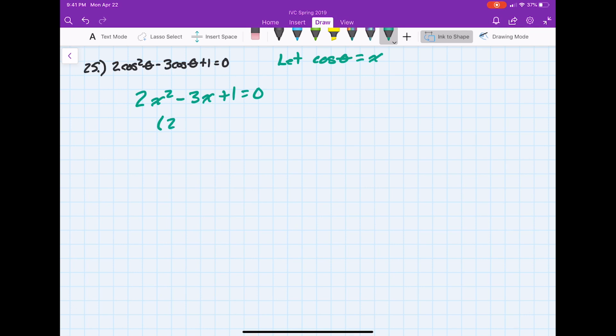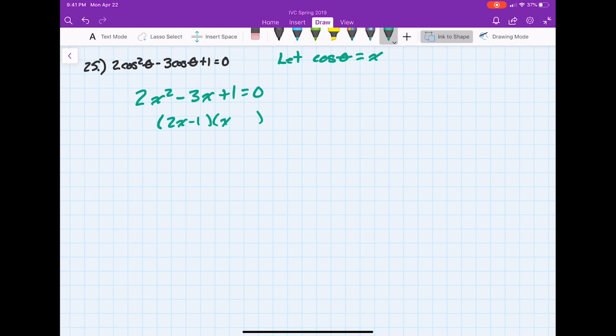And this factors to 2x minus 1 times x minus 1. They're going to be both minuses, since there's a plus here, and that means it'll be 2 times the 1 in front. So to make this true, x could equal 1/2, and x could equal 1. So now let's go back and substitute cosine theta in for these. So cosine theta can equal 1/2, and cosine theta could equal 1.